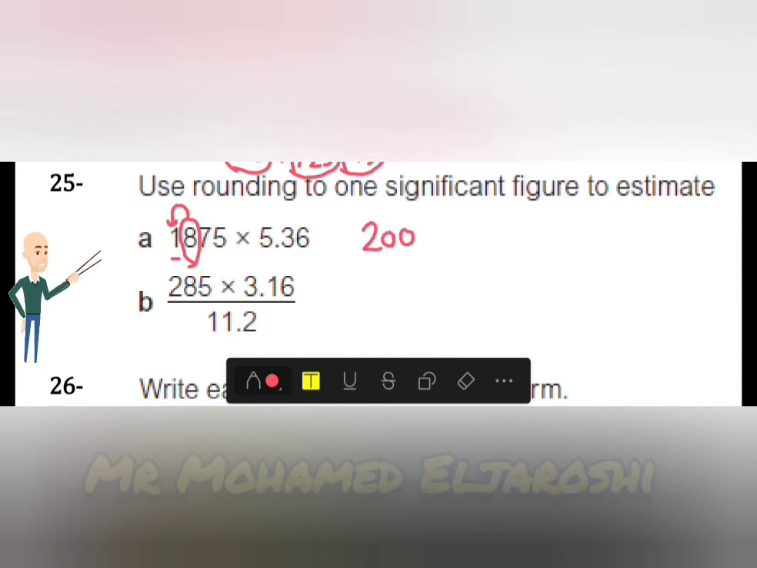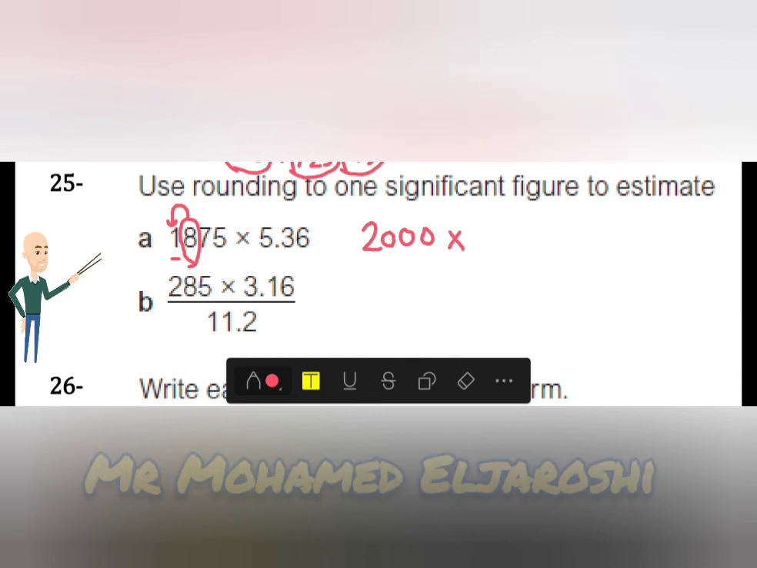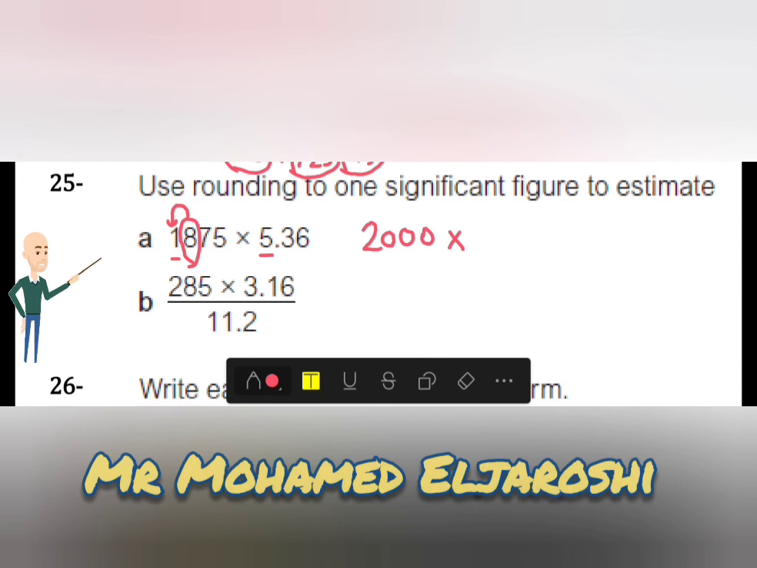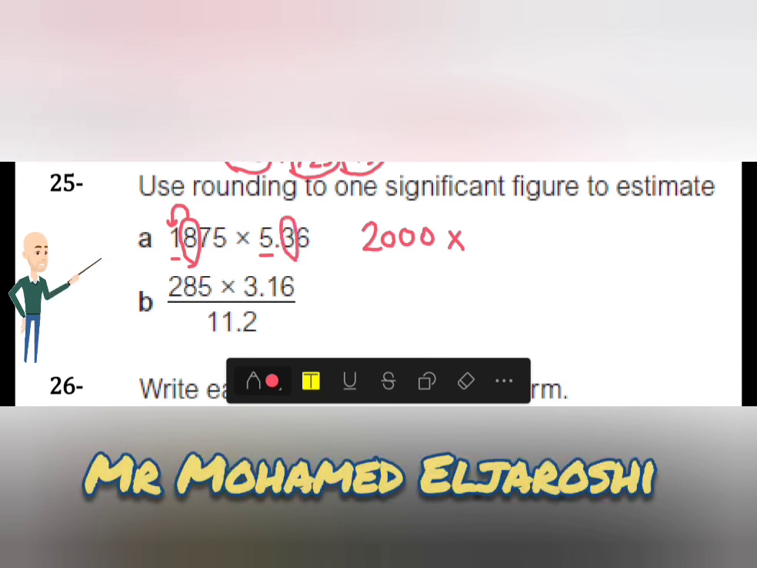Very good. And then multiplied by the first significant figure is 5, and the next one is 3. The 3 is small, and this is a decimal point. So because the 3 is small, we put the 5 without adding anything, and the rest are zeros. So we don't have to put them here in decimal points. Now we just multiply 2,000 by 5 equals what? Very good, equals 10,000.